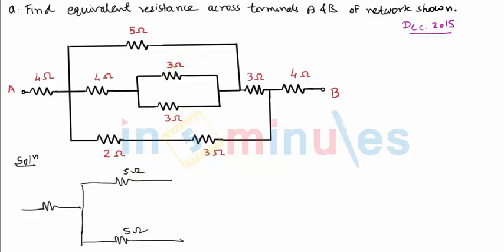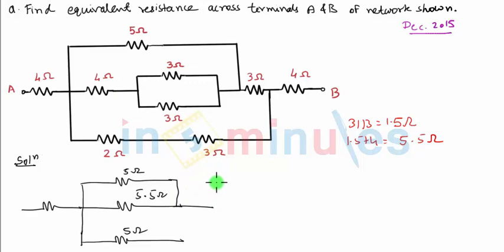So 3 parallel 3 is going to be 1.5 ohms, because when two equal resistor values are in parallel, the equivalent resistance will be half of that particular value. And this 1.5 ohm will come in series with 4, so we get 1.5 plus 4, that will become equal to 5.5 ohm. So in between the two 5 ohm resistances, we get the equivalent 5.5 ohm resistance.